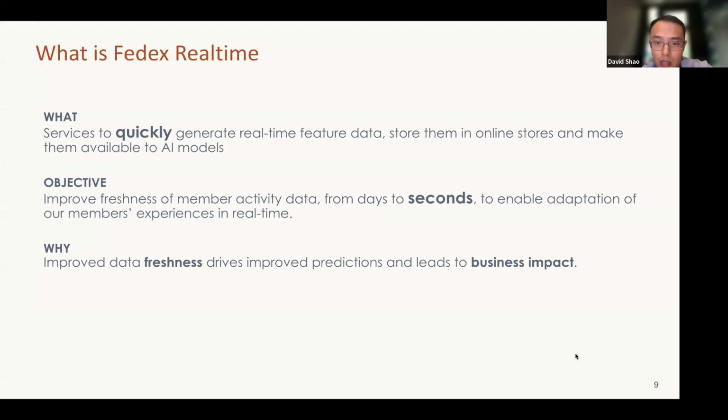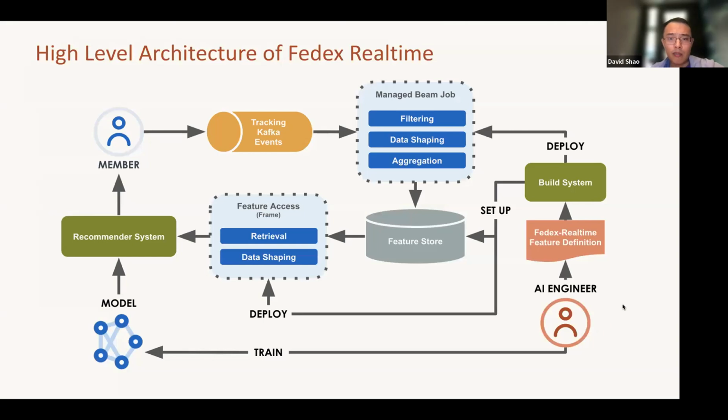Fedex real-time, a nearline feature generation platform, is a service to quickly generate real-time feature data, store it in online stores, and make it available to AI models for consumption. The objective is to improve the freshness of member activity data from days to seconds, to enable adaptation of LinkedIn members' experience in real time. The reason we are doing this is that improved data freshness drives improved prediction and leads to business impact. Fedex real-time is aimed at giving AI engineers an easy way to quickly create real-time features.